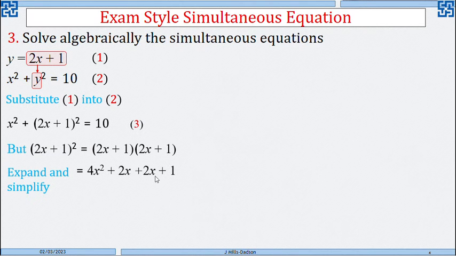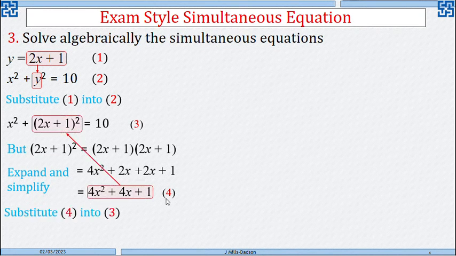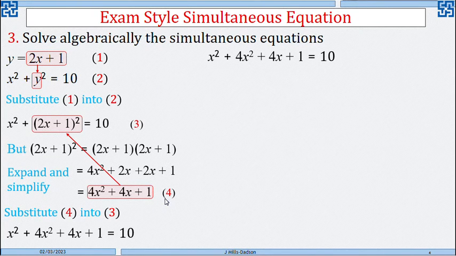Then you need to simplify by adding 2x to 2x. So you end up having this expression. Calling this equation 4, I can now go back to equation 3 and replace all that with this expression. So I end up having x squared plus 4x squared plus 4x plus 1 equals 10. Let's simplify first. x squared plus 4x squared is 5x squared. So this is what I have now.